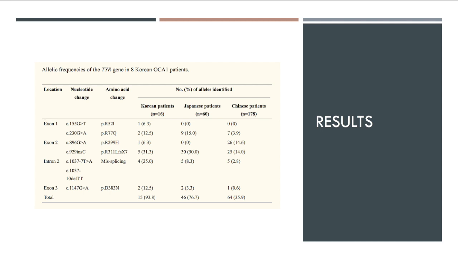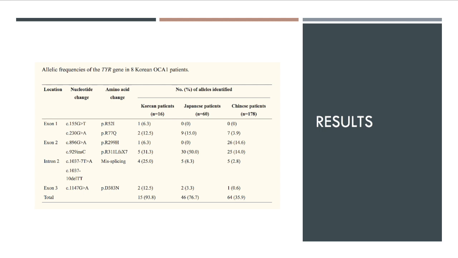In the first row, we have a TYR mutation that has taken place on exon 1. It is caused by the replacement of guanine with thymine at the 155th base pair of their coding DNA. According to the last 3 columns, this mutation was only found once. This mutation was found in only 1 allele of 1 patient.